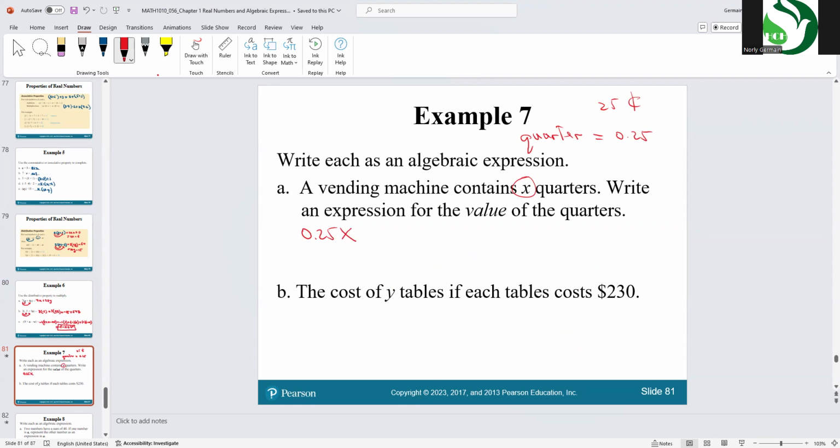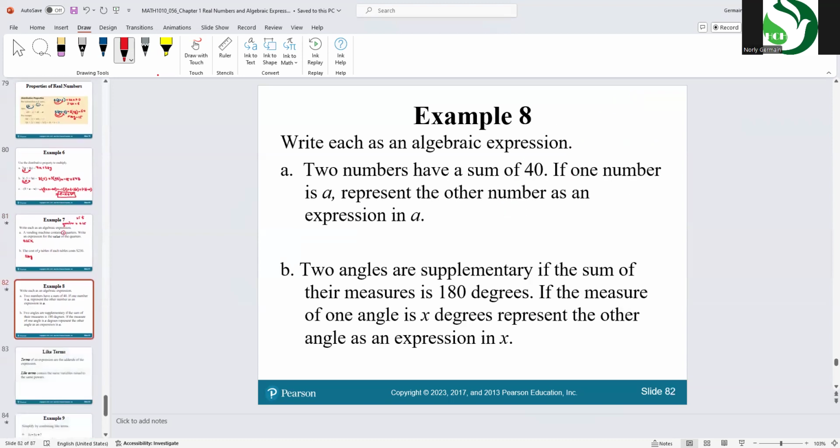The cost of y tables, if each table costs $230. So one table costs $230, so y tables would be 230 times y. And that's it. We have so many examples like this, so that's how to write algebraic expressions.